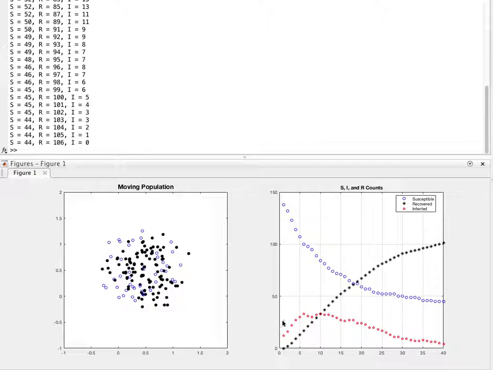So there's the end of the simulation, and you see kind of the typical shape. The infection grows and then slowly starts to decay. The number of recovered starts to grow and then levels off, and the number of susceptible looks like it follows some sort of exponential decay sort of pattern.